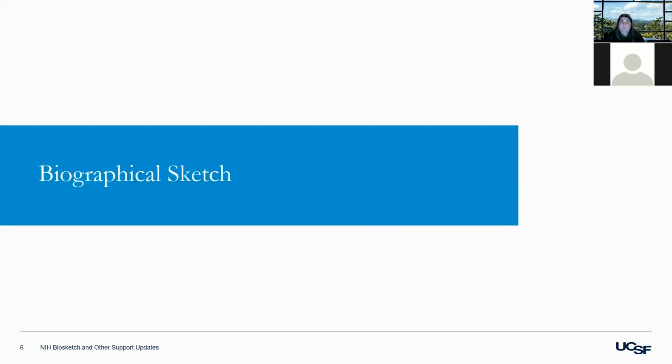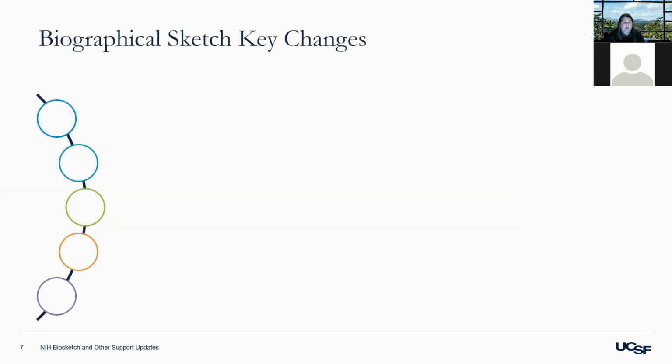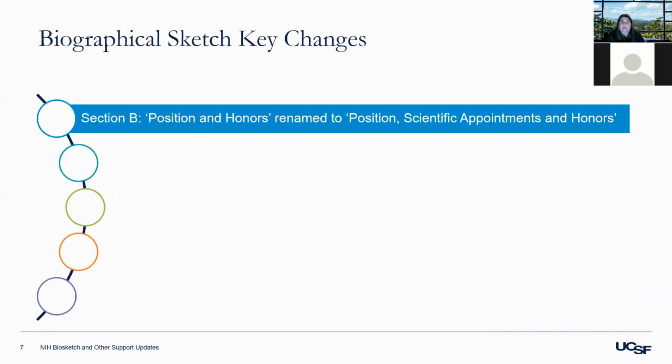All right, we're going to jump in now and talk a little bit about the Biosketch and what changes have been made to that part of it. There are 5 key changes I'm going to go over today. The first one is regarding Section B. They've renamed it from Position and Honors to Position, Scientific Appointment, and Honors. So they added that scientific appointments.